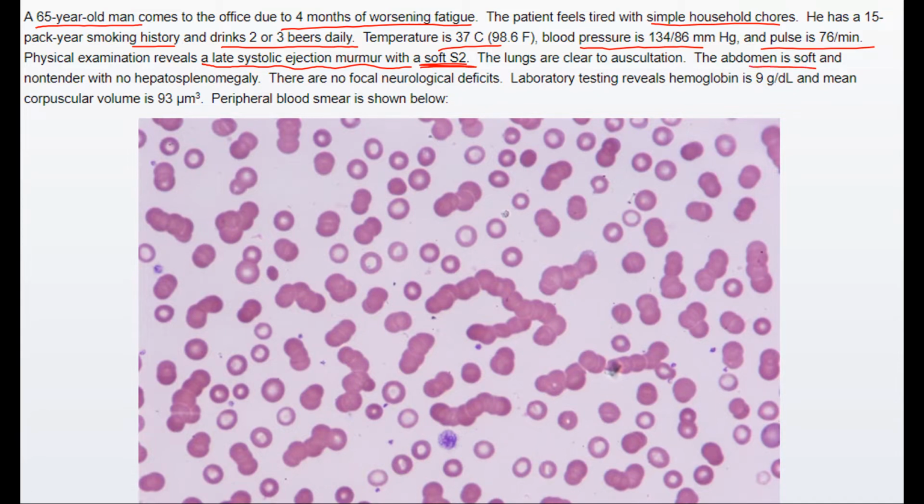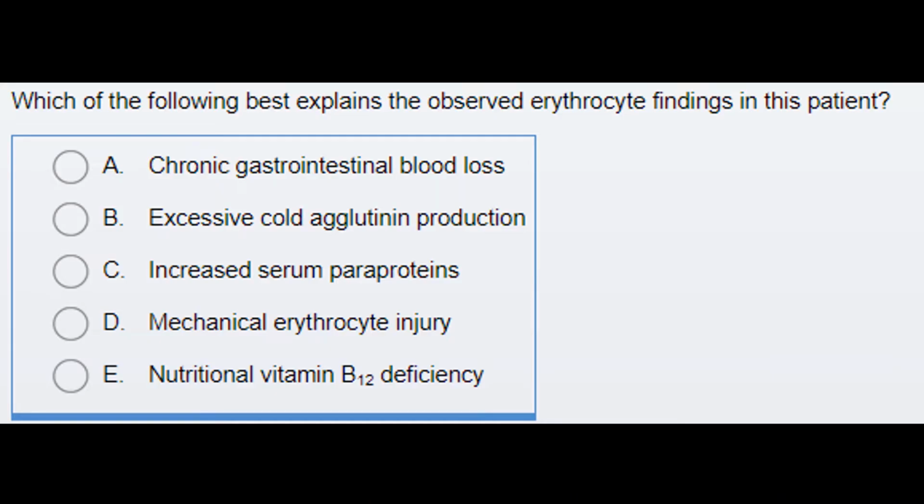The abdomen is soft and non-tender with no hepatosplenomegaly. There are no focal neurological deficits. Lab testing reveals hemoglobin to be 9 grams per deciliter and mean corpuscular volume is 93 cubic micrometers. Peripheral blood smear is shown below. Which of the following best explains the observed erythrocyte findings in this patient?